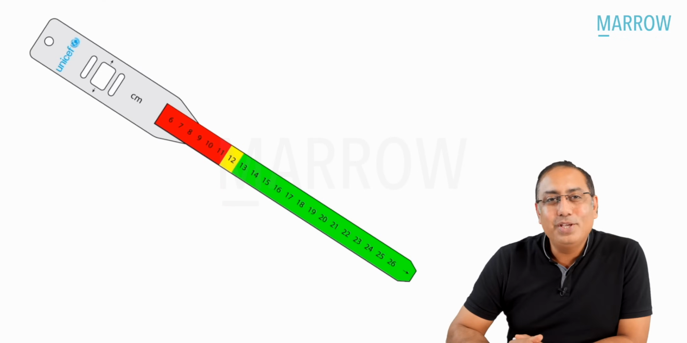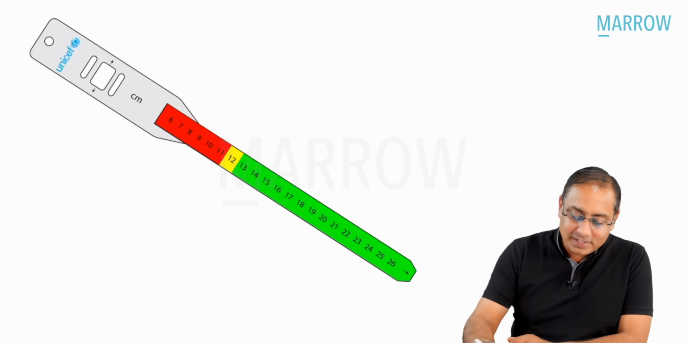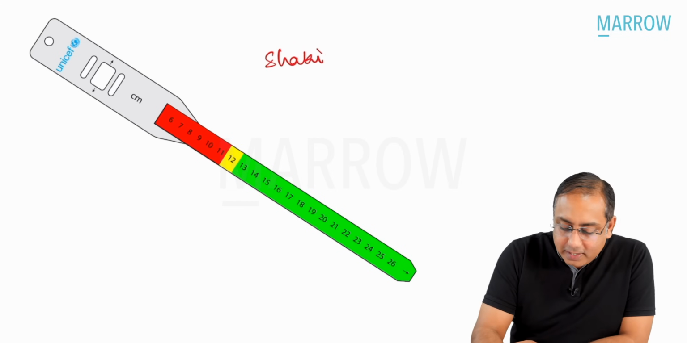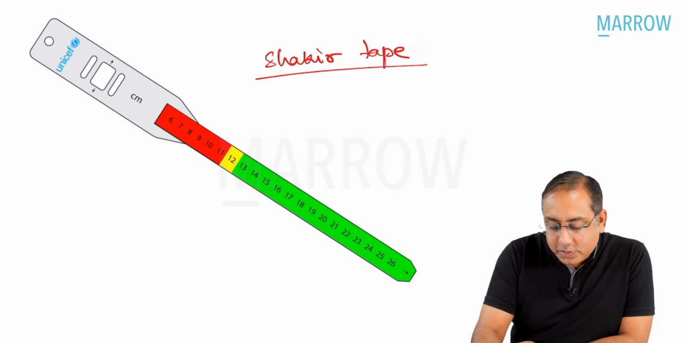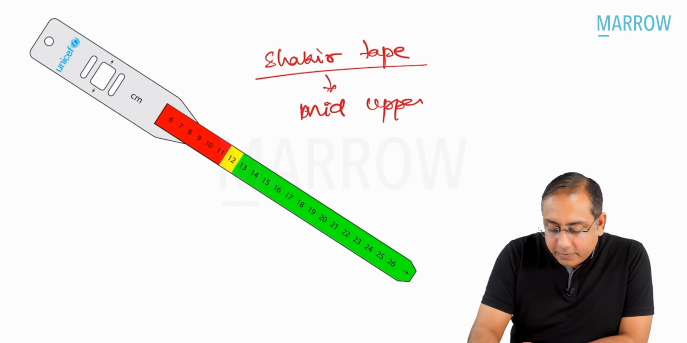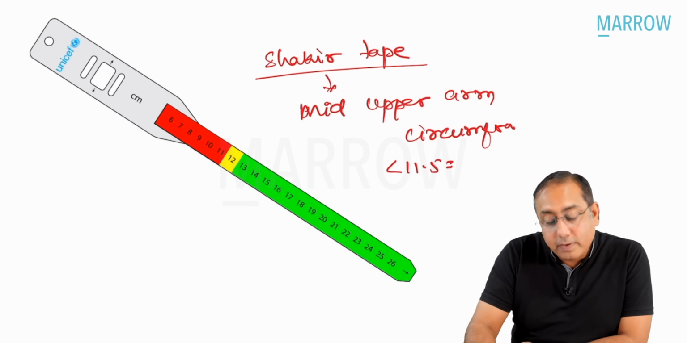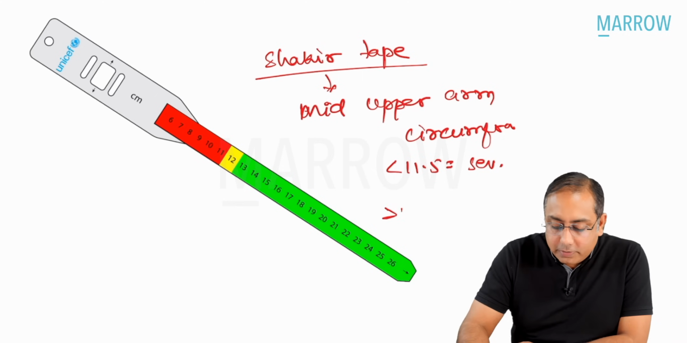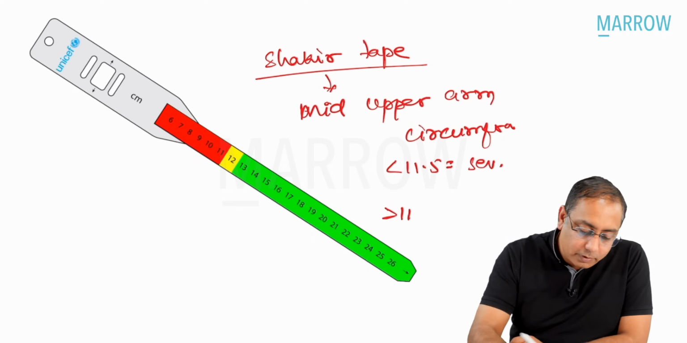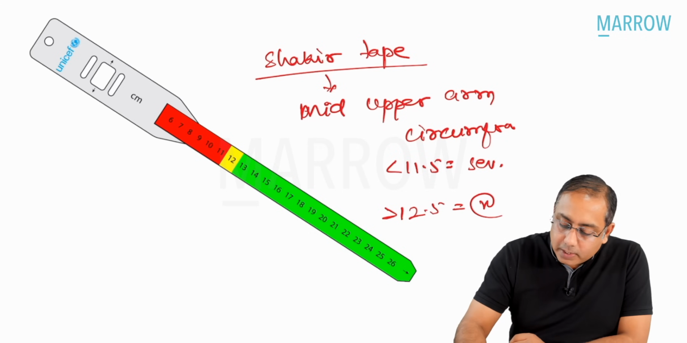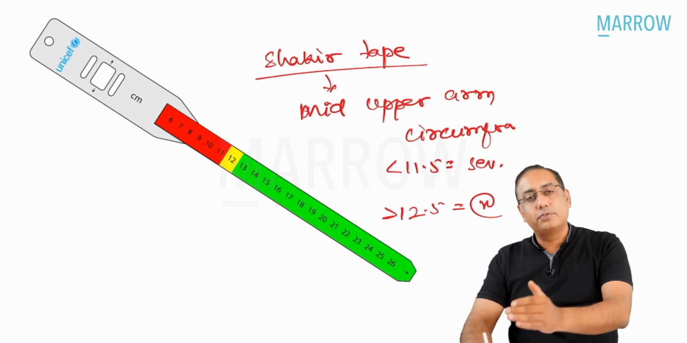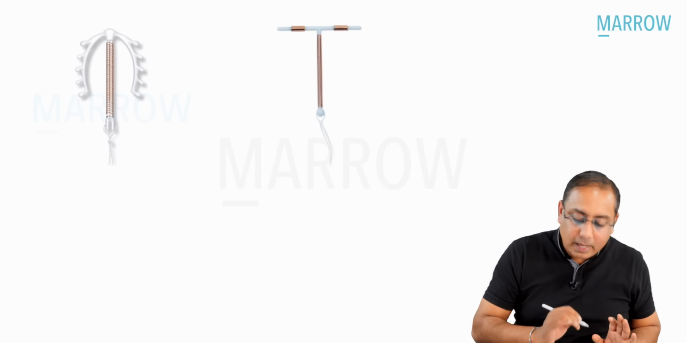Next in line, what do you see over here? This is your favorite answer. This is the Shakir's tape. What is the use of Shakir's tape? It is to find out the mid upper arm circumference. And I hope everybody knows, if the circumference is less than 11.5, it is called severe malnutrition. If it is more than 12.5, it is called normal. Between 11.5 to 12.5, it is mild to moderate malnutrition.